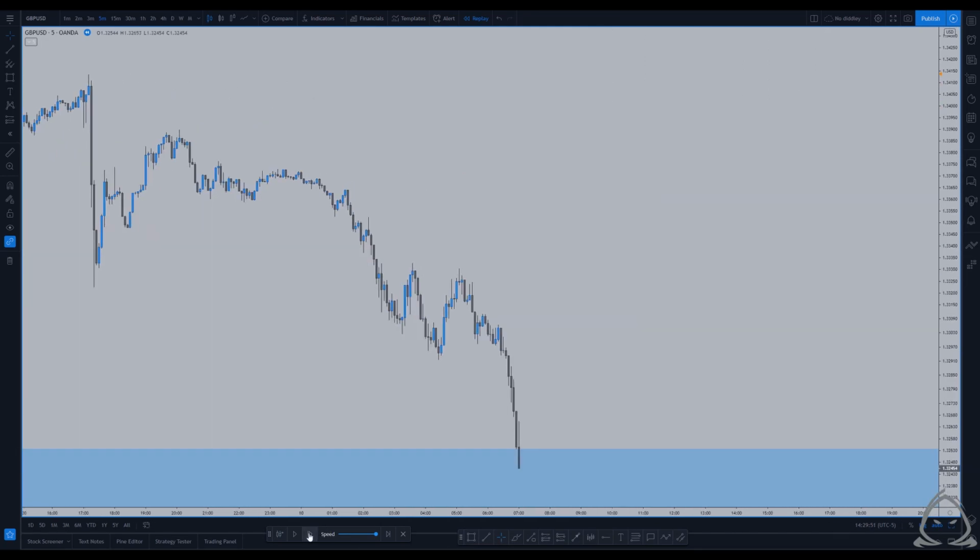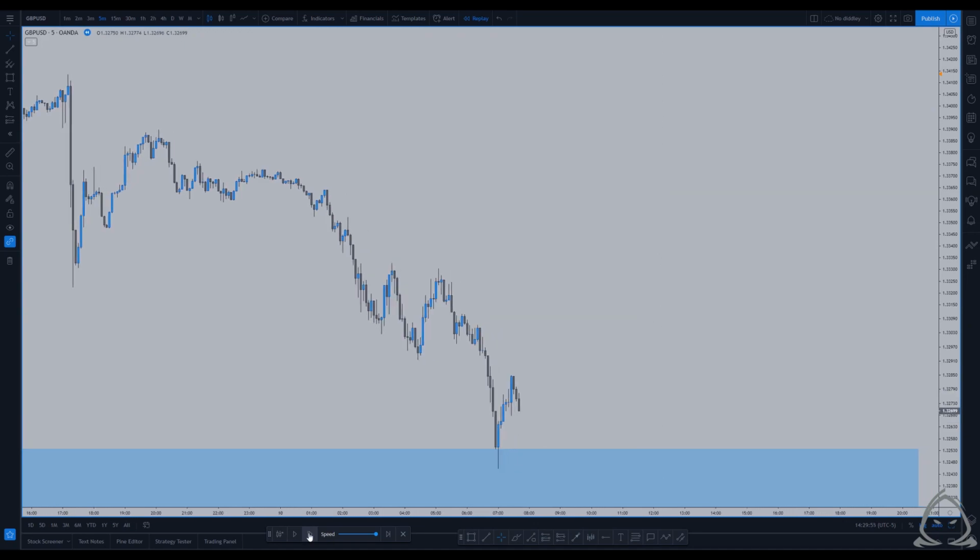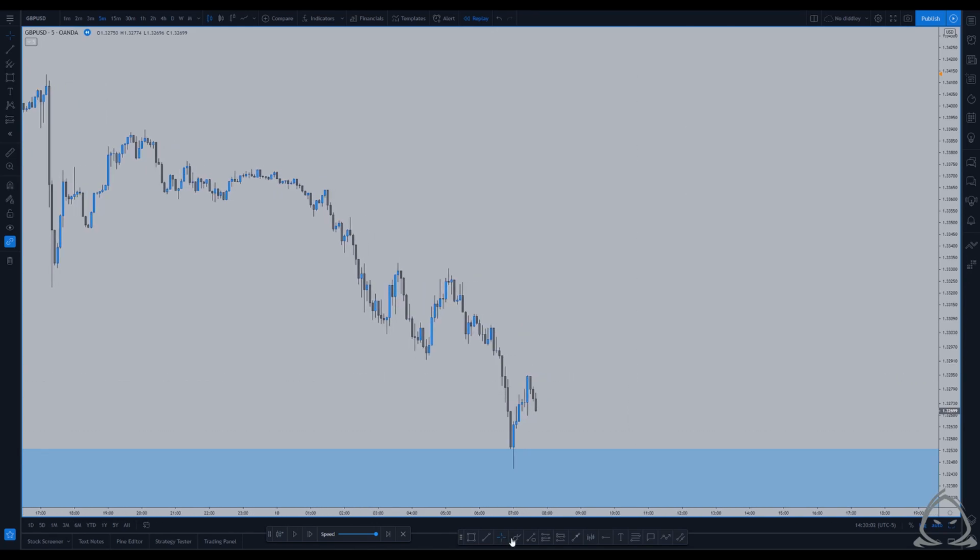Basically what I was looking for, I wanted to take a confirmation entry on this setup. So when I'm looking at the structure on the 5 minutes, the logical thing to look for is a break of structure to the upside, and the most logical spot would be this swing high right here.